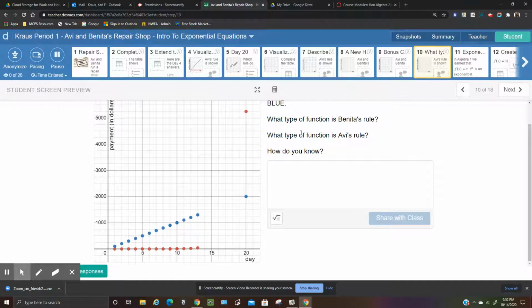So I already explained that. So Benita's rule is a line. A linear, Bobby exponential.